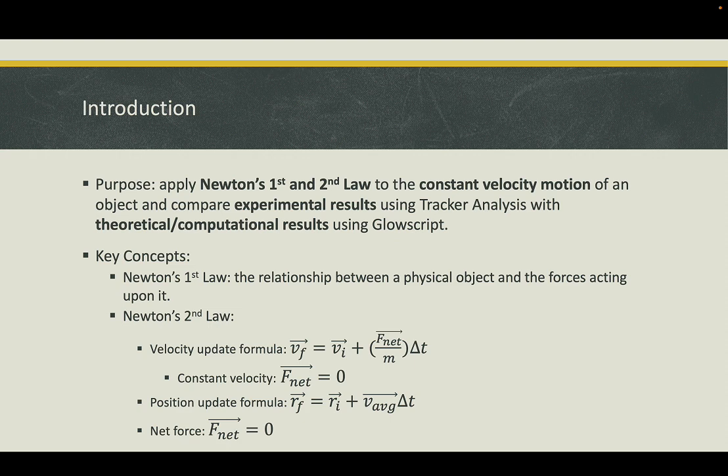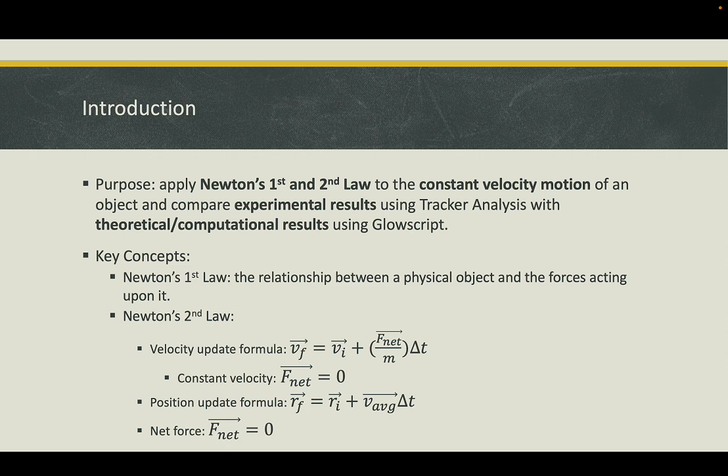The velocity update formula says that the final velocity is the addition of initial velocity and net force over mass times delta t, where delta t in this case is a relatively small time interval. Most importantly, since this lab is all about constant velocity, the net force, as we assume, is zero.